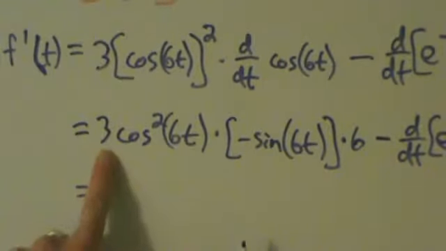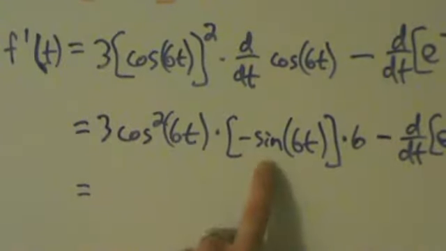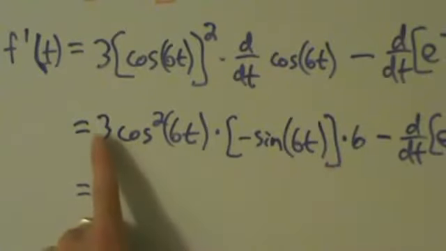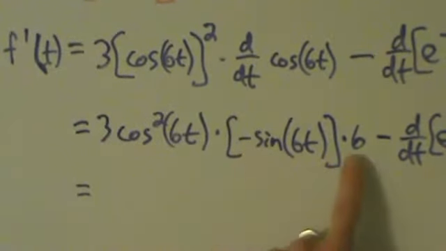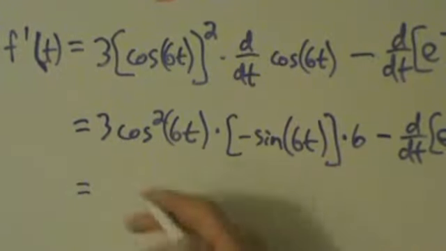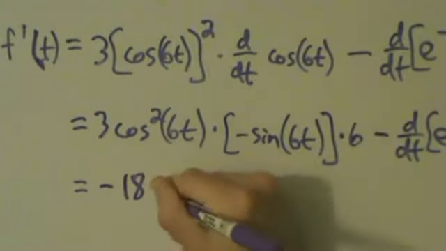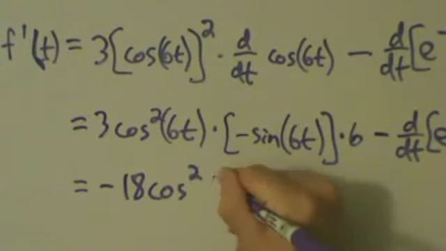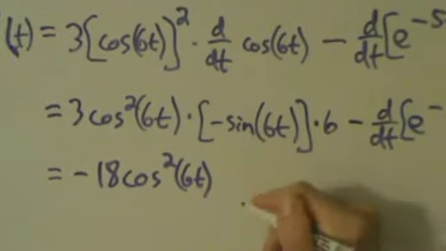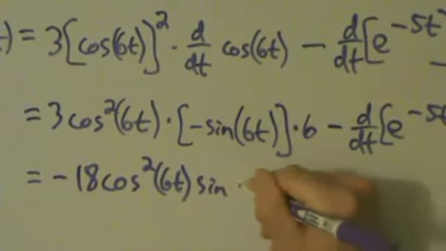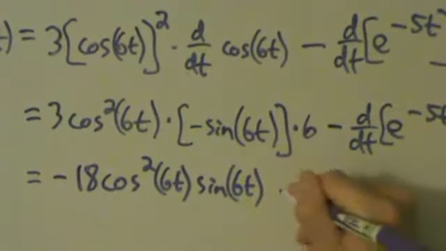So 3 cosine squared of 6t times negative sine 6t times 6. 3 times negative times 6, so that's going to be negative 18 cosine squared of 6t times sine of 6t. So that's our first term.